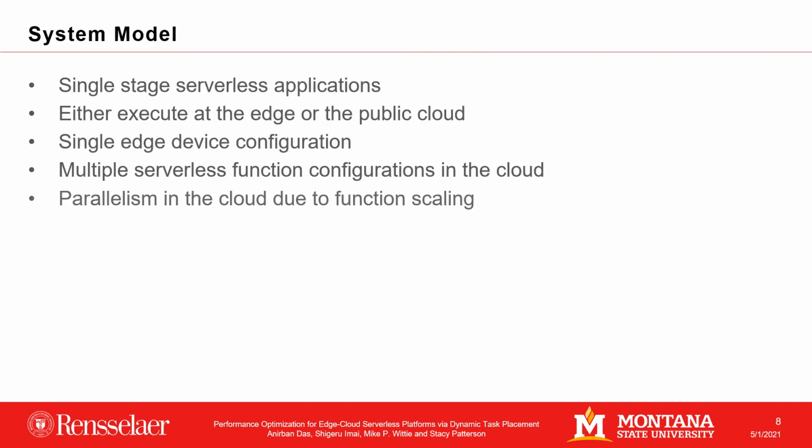To repeat, the following is our system model. We consider a single-stage serverless application, that is, applications which consist of a single function, and these applications can execute either at the edge or in the public cloud. At the edge, we consider a single edge device configuration, and in the public cloud we may have multiple serverless function configurations for each function. And all of these functions can leverage parallelism in the public cloud because of this function scaling which is available, as I've mentioned in the previous slide.